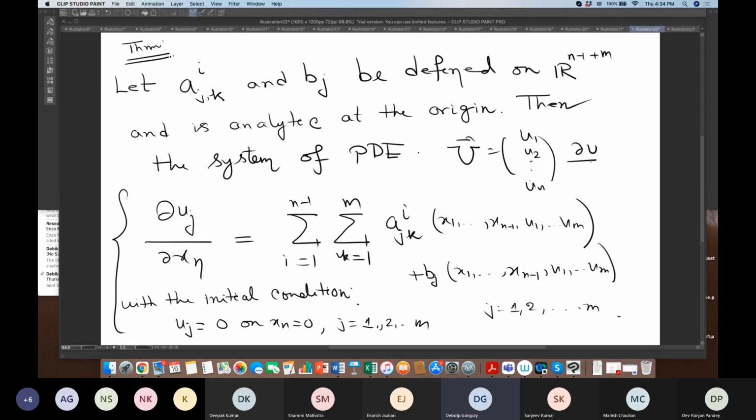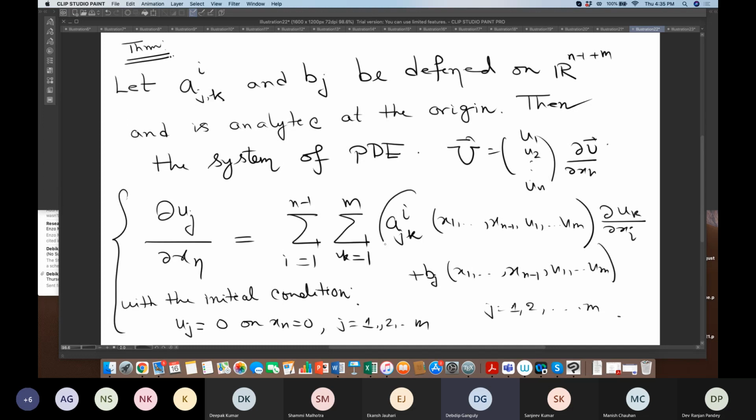So the left-hand side is ∂u/∂xn, and you can write it down as a system of ODE. Sorry, here I missed ∂u/∂xn. So this system of ODE will also have a solution. You can think of what this system is. It is a very simple system of ODE. If you don't like n, you can take 1, 2, 3, 4, 5, 6 like that. This is a system of ODE.